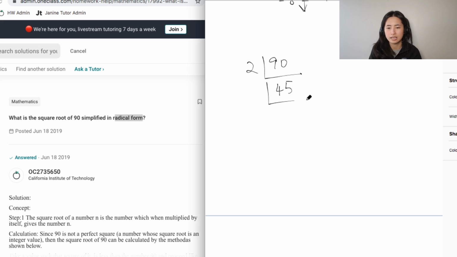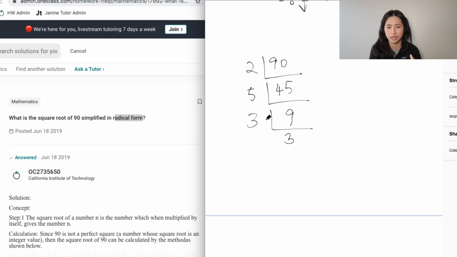And right off the bat, I can see that 45 ends in a 5. Any number that is divisible by 5 is going to end in either 0 or 5. So 45 divided by 5 is going to give me 9. And then from there, I can see that 9 is divisible by 3, therefore 9 divided by 3 gives you 3. So what I'm trying to say here is you need to make sure that when you're dividing, it's going to be in terms of prime numbers.